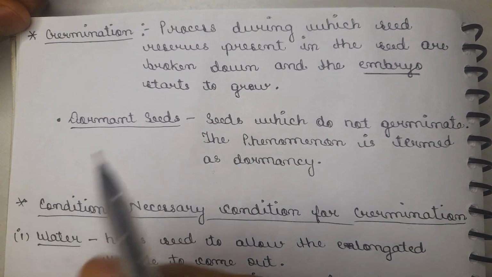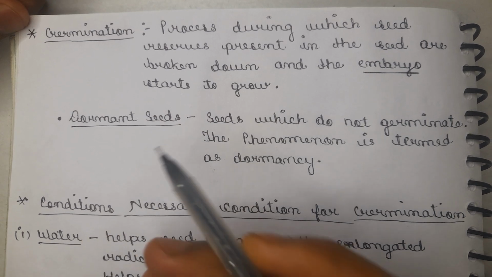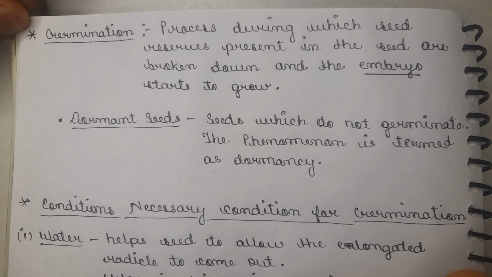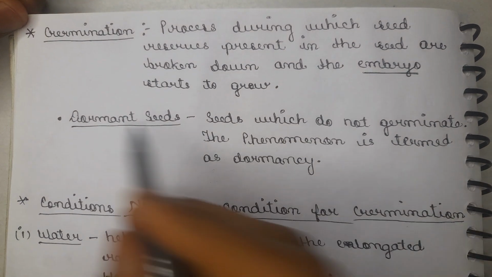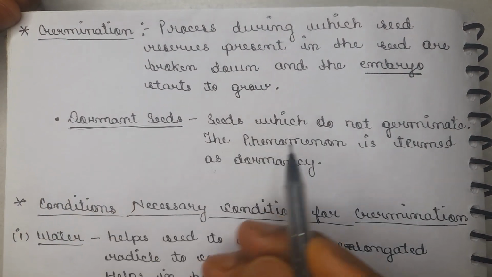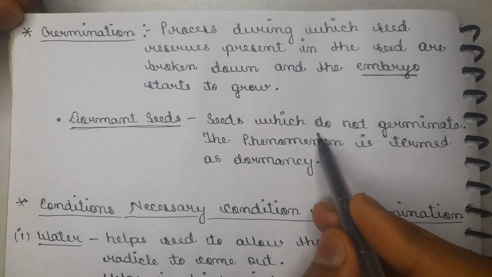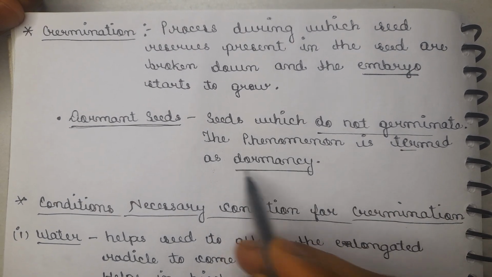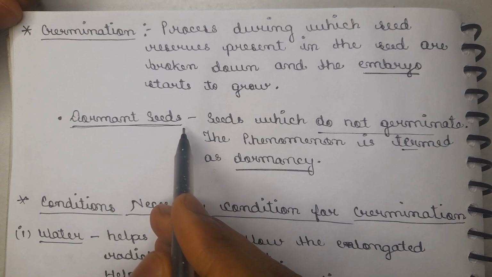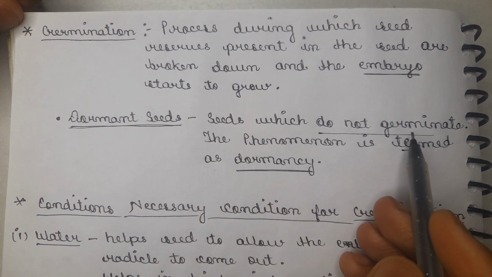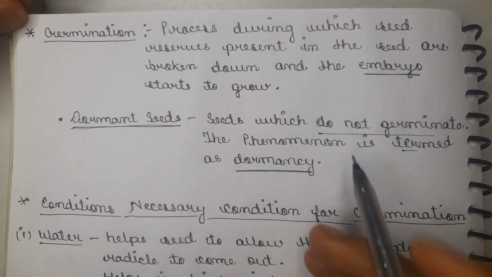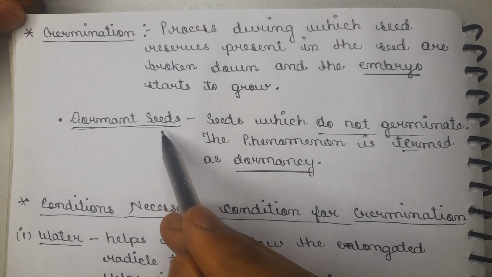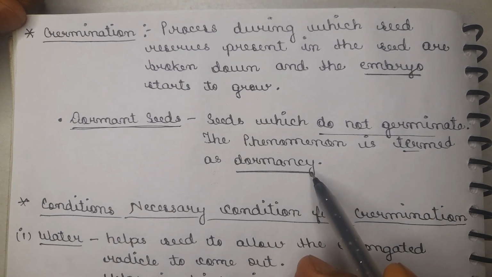Seeds which do not germinate even after getting all the conditions necessary for germination are called dormant seeds. That means these seeds do not germinate, and the phenomenon is termed dormancy. So dormant seeds are those which do not germinate after getting all the conditions necessary for germination, and the phenomenon is termed dormancy.